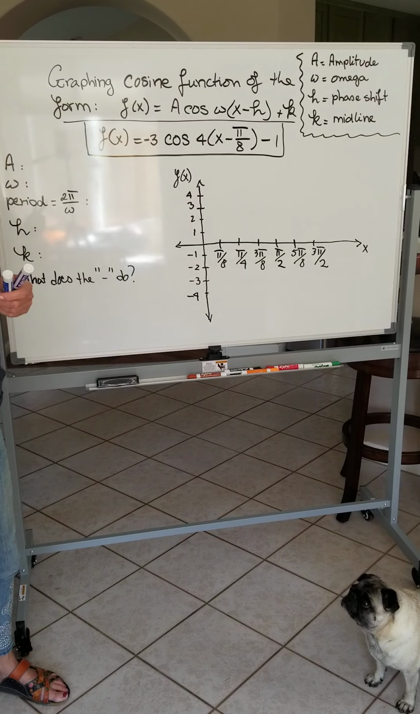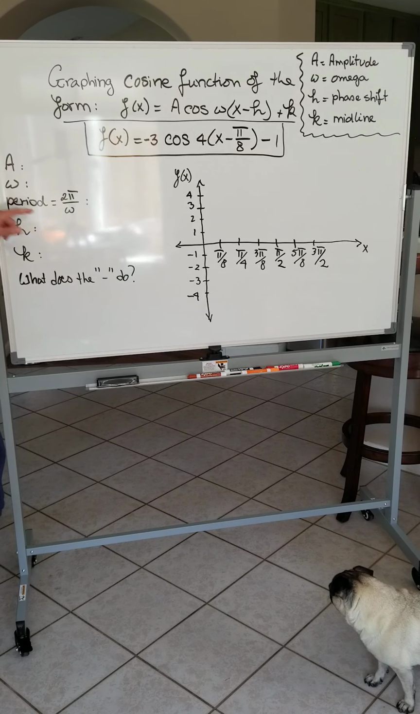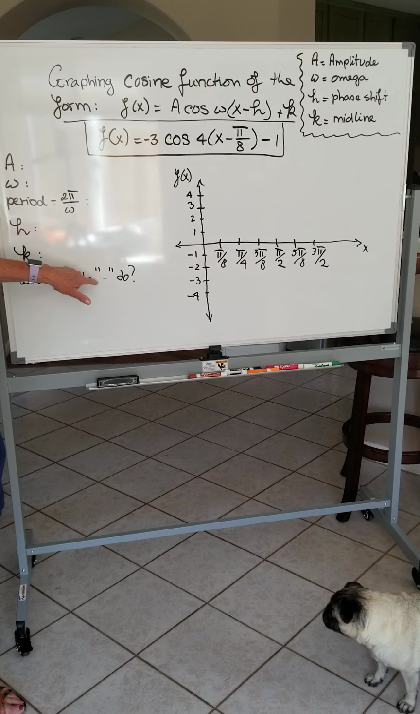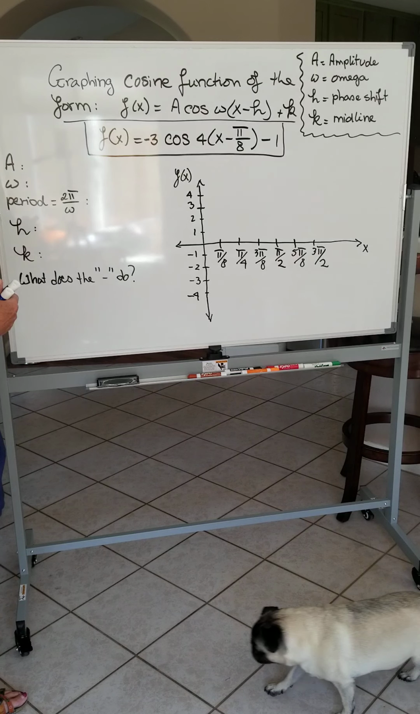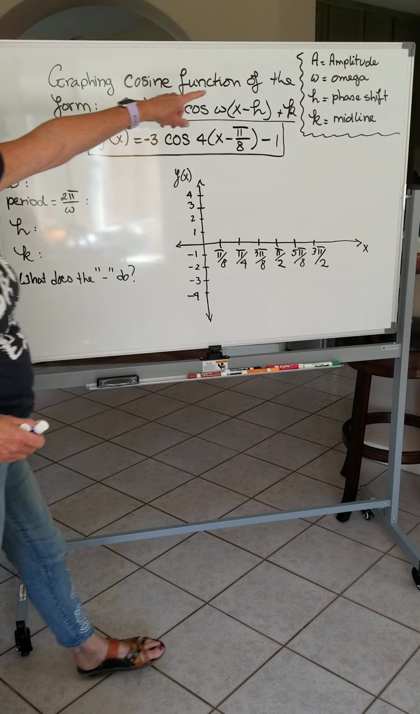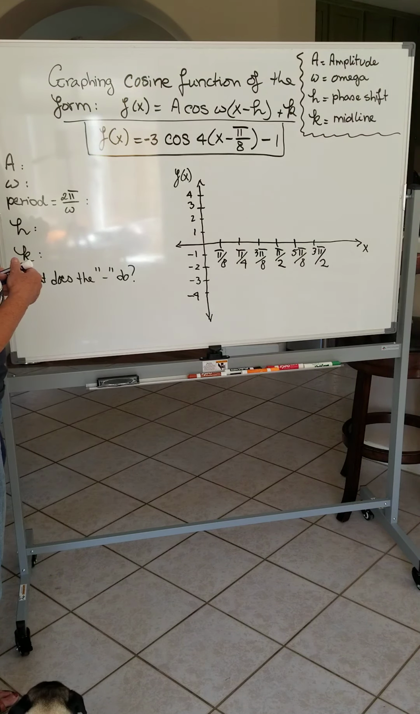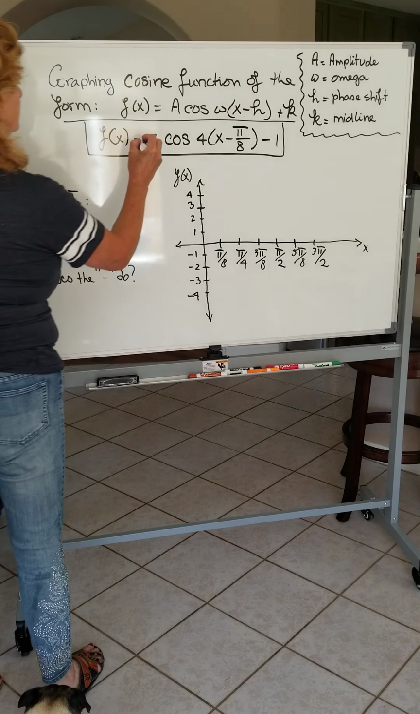First and foremost, I told you to go and look for the amplitude, the omega, the period that requires that little formula, the h, your horizontal shift, your phase shift, the k, and then in addition to that, I'm asking you, what is that negative going to do to my graph? So, the A is the amplitude, here's my omega, h is phase shift, k is midline. So let's find out.